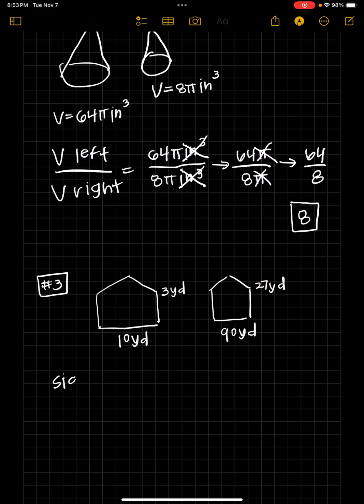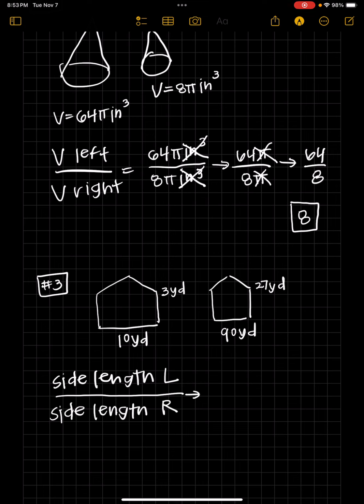We're going to do the side length of the left side over the side length of the right side, and you can decide which side length you choose. You would either choose to use the 3 yards and the 27 yards, or you would choose to use the 10 yards and the 90 yards. You wouldn't choose to use 3 and 90 or 10 and 27. You have to compare the same thing, like we were comparing surface areas to surface areas and volumes to volumes. So we have to compare side length to side length or height to height.